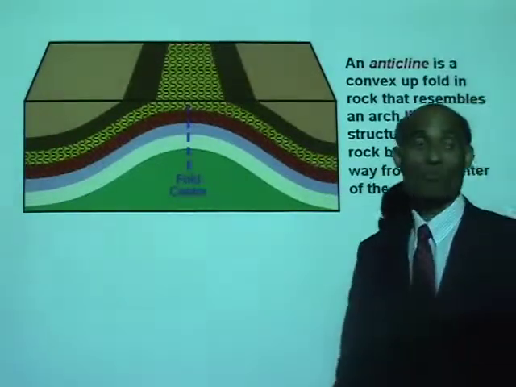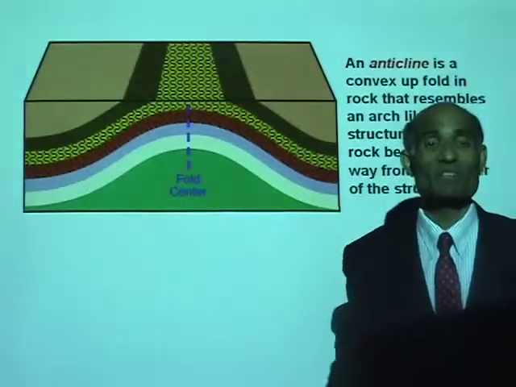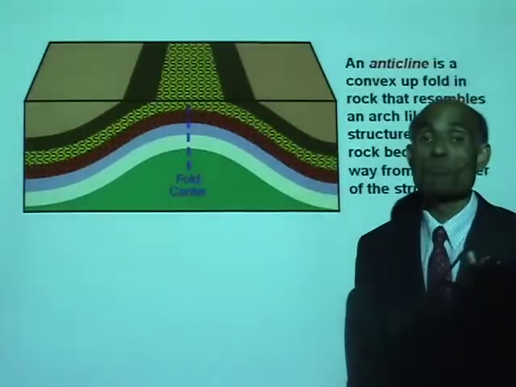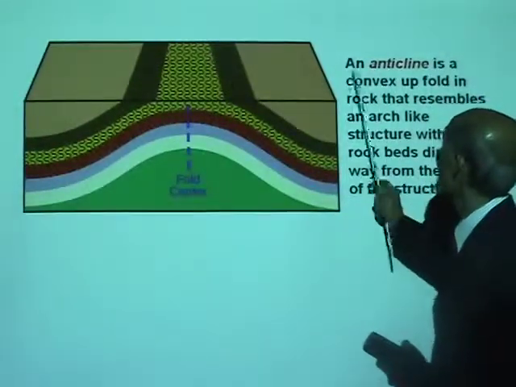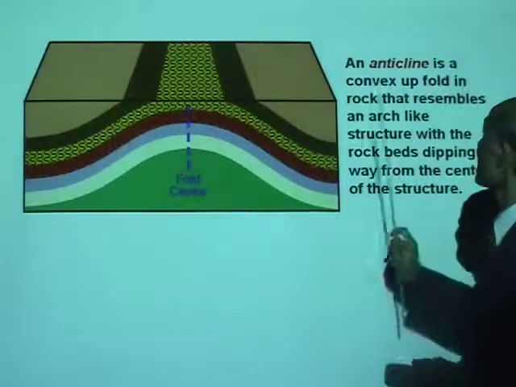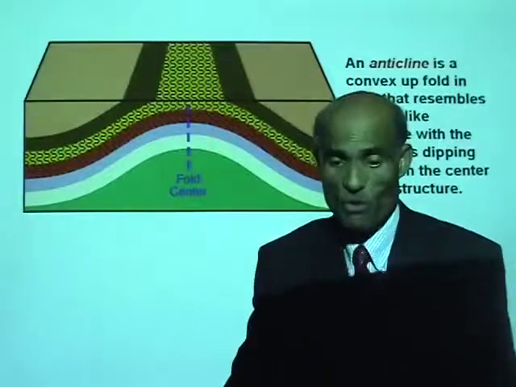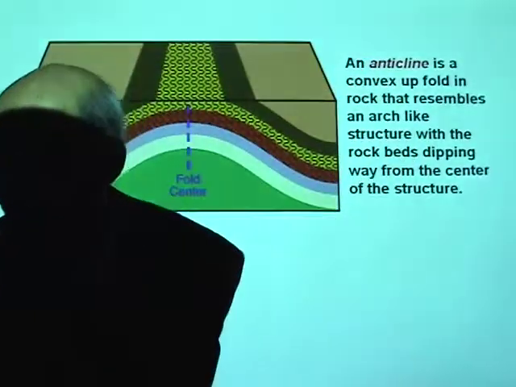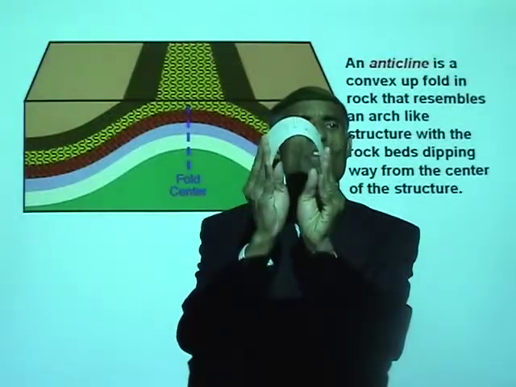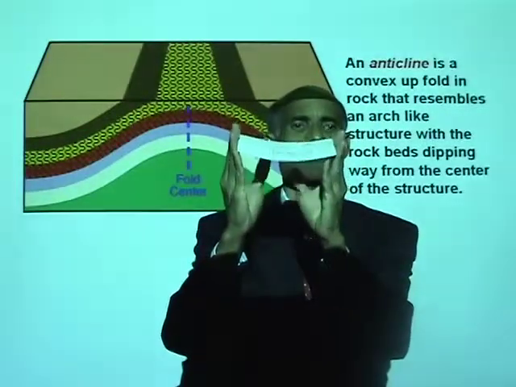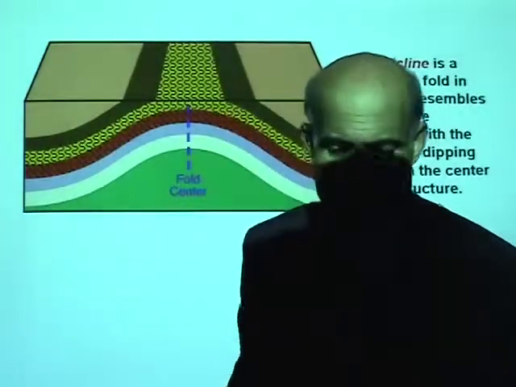Alright, the second type of fold. I want you to take note of the different types of folding that we're discussing. The first type is called the monoclinic. The second type of folding is called the anticline. This is a convex fold in the rock that resembles an arch-like fold. That happens when you have a rock being compressed and it goes like this. Very simple. Compressional force causes the rock to go like that. That is an anticline.